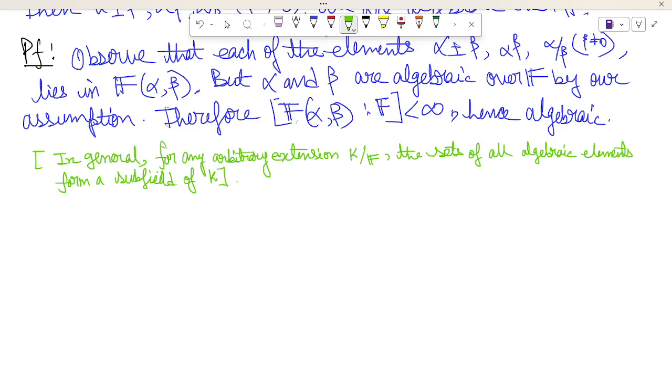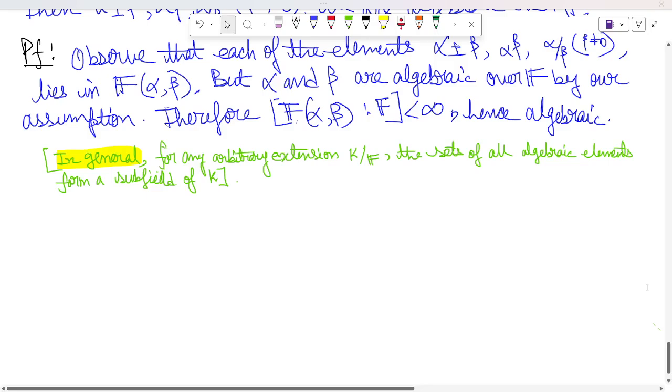So whenever you are looking at algebraic elements, you don't need to look at the whole field. You need to look at only the algebraic extension. So in general, it is the general statement here. Okay, so let me start.